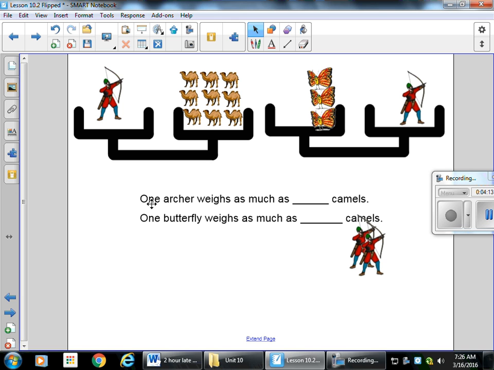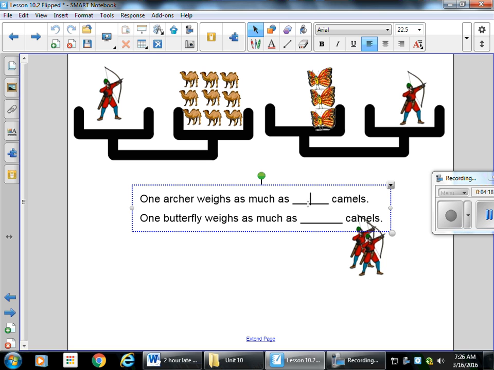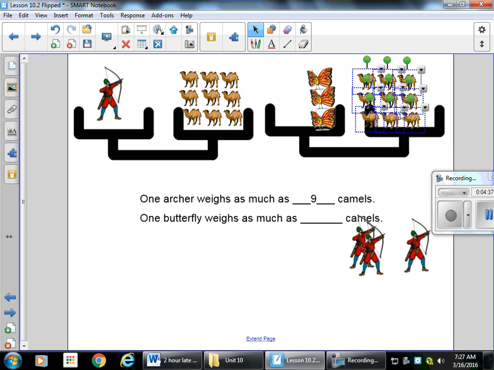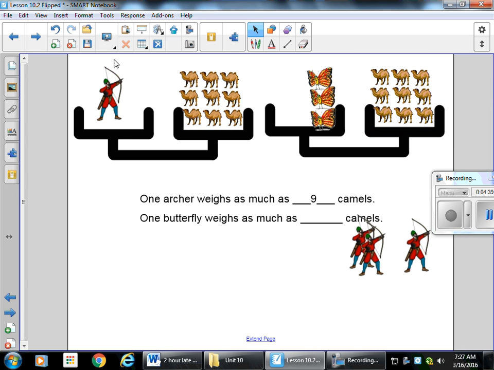Well, we don't have that here. 1 archer weighs as many as how many camels? An archer weighs the same as 9 camels. This is what we do know because of this right here. So now we have to do some transforming. I have to change this archer for 9 camels. Do you see how we can make that trade? Because 1 archer weighs the same as 9 camels. So I'm going to transform. I'm going to put my 9 camels here because that weighs the same, according to this balance, as 9 camels. So now I have 3 butterflies. I have 9 camels. So 1 butterfly weighs the same as 3 camels.